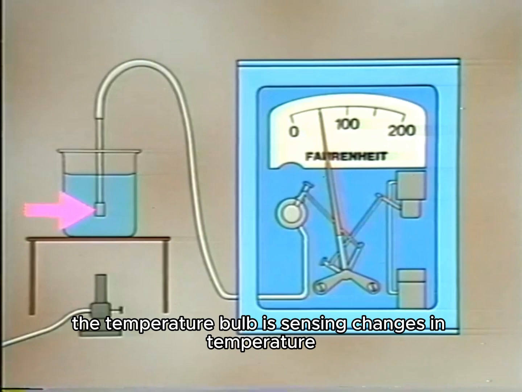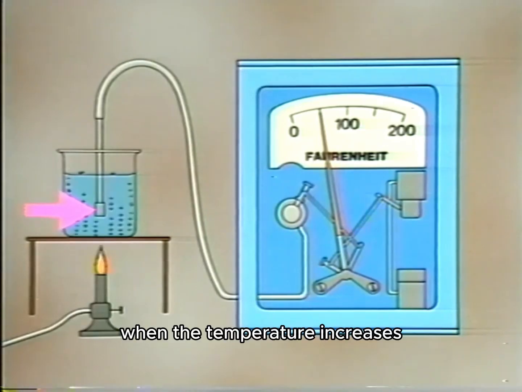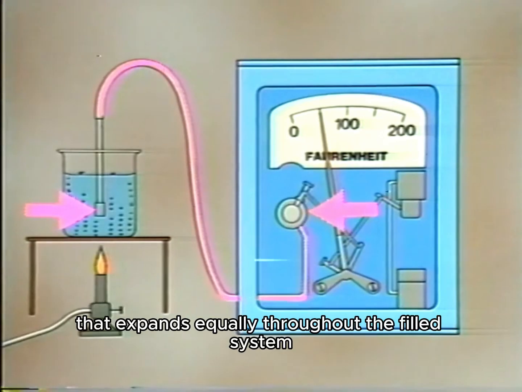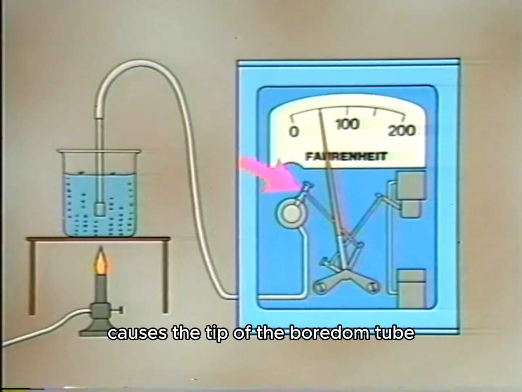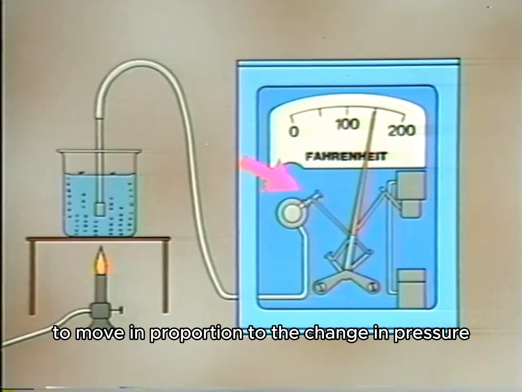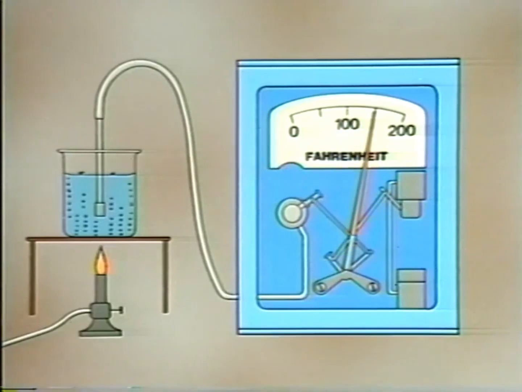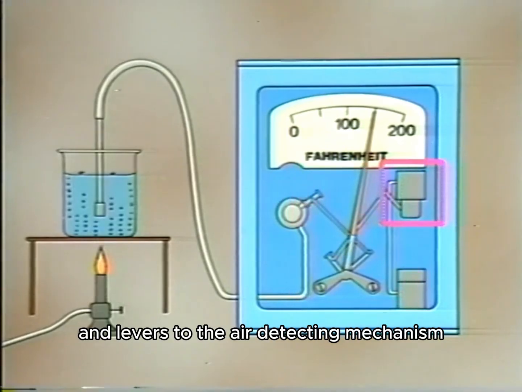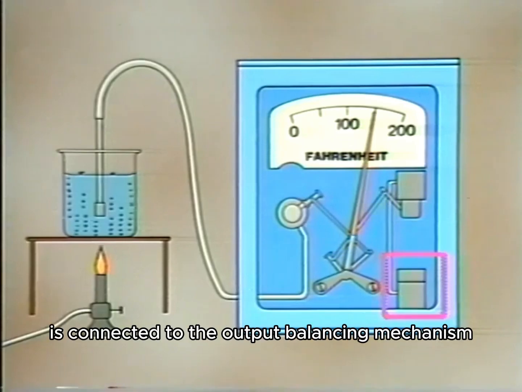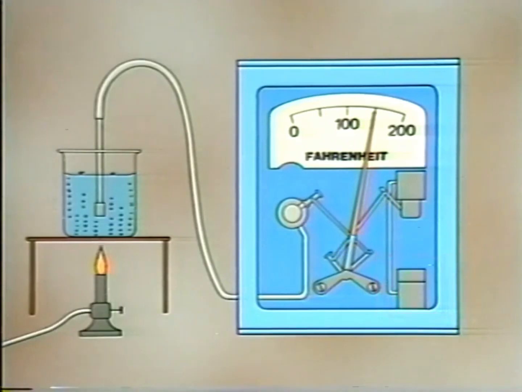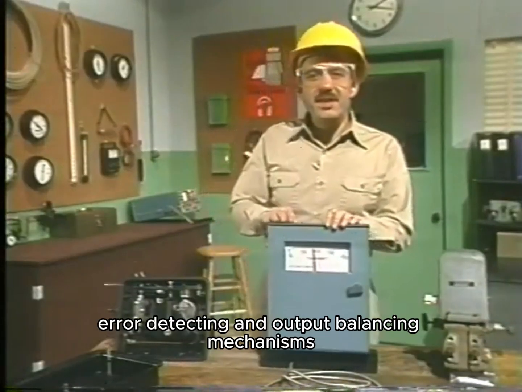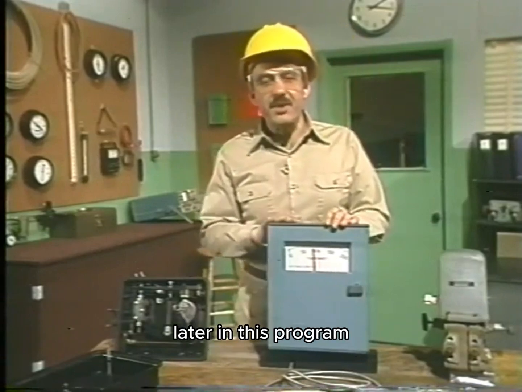Say that the temperature bulb is sensing changes in temperature. When the temperature increases, the material inside the bulb expands, creating a small amount of pressure that expands equally throughout the filled system. This pressure change causes the tip of the Bourdon tube to move in proportion to the change in pressure. The tip of this Bourdon tube is connected by a series of links and levers to the error detecting mechanism, which in turn is connected to the output balancing mechanism. Again, we'll look at how balance is restored by error detecting and output balancing mechanisms later in this program.